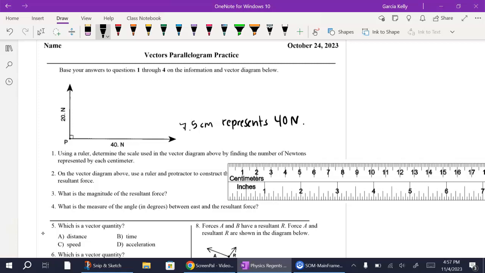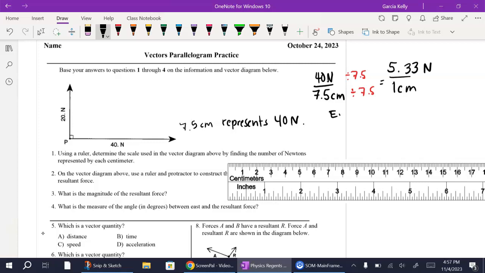So in order to get my scale, I'm going to do a division like this, where I say 40 newtons is to 7.5 centimeters. I'm going to divide the top and the bottom by 7.5 because I want my number ultimately to be in terms of 1 centimeter. So 40 divided by 7.5 is 5.33. So that at the end I have 1 centimeter is about 5.33 newtons.